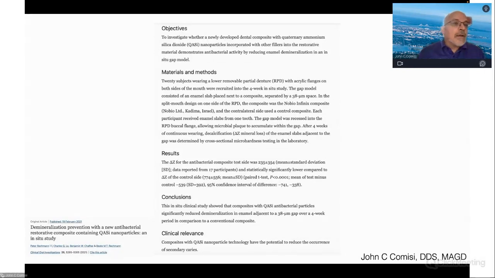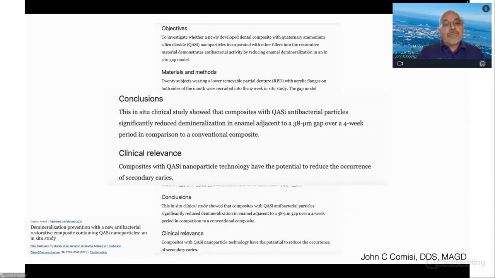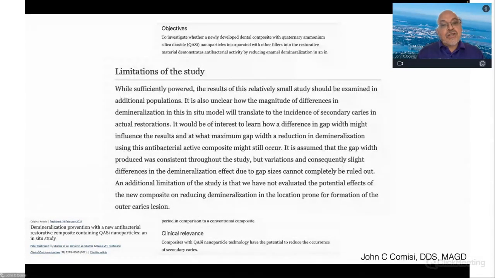And this is an in situ test, meaning that they have them put into healthy people's mouths, and basically they wear them for a period of time to try to create a natural model rather than a laboratory model, as Cliff does in his work. And again, with the small number of people, as they talk about in the clinical relevance and also the limitations of the study, even though it was sufficiently powered, it's unclear how the magnitude of differences in demineralization in this study translate into the incidence of secondary caries reduction. And as such, the product essentially showed that it could only prevent demineralization and not be antibacterial.